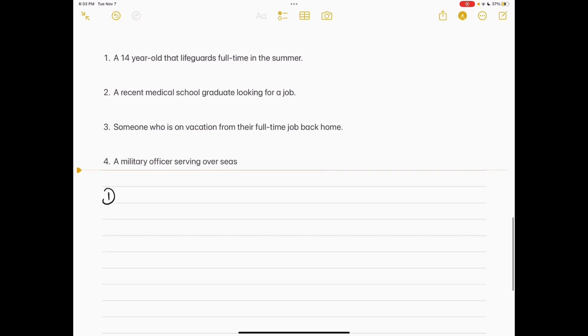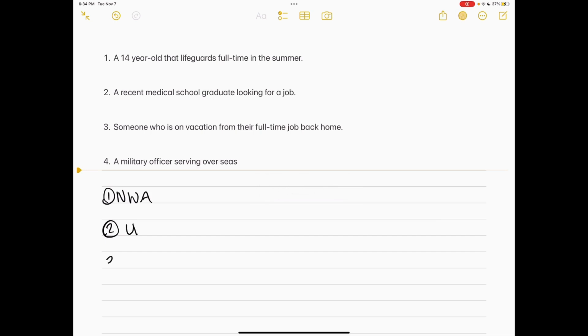So for the first one, we have a 14-year-old that lifeguards full-time in the summer. That would be not in the working age population, and how we abbreviate that is NWA. And the reason she's not in the working age population is because the individual is 14, which is under the age of 16. Okay, number 2 is a recent medical school graduate looking for a job. So with all the information we have here, this individual is actively looking for a job. They don't have a job yet, so they are unemployed, but they are still in that labor force.